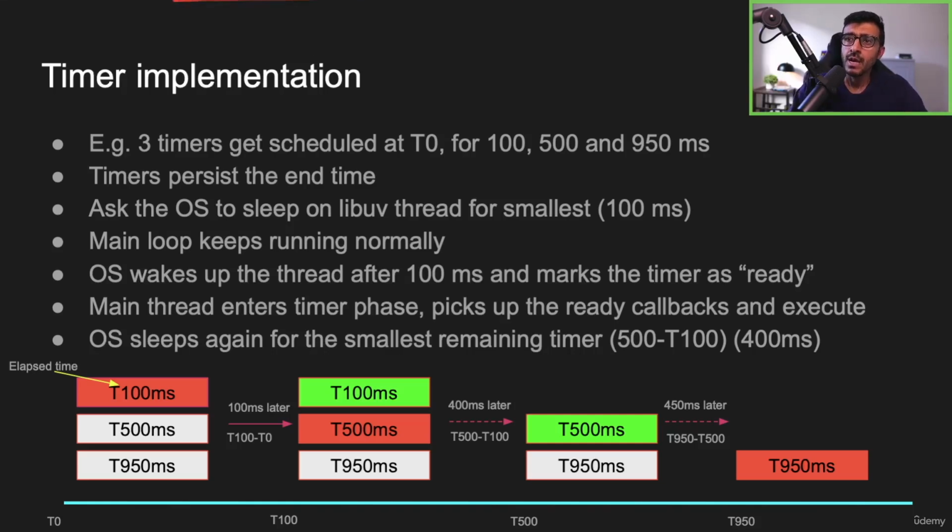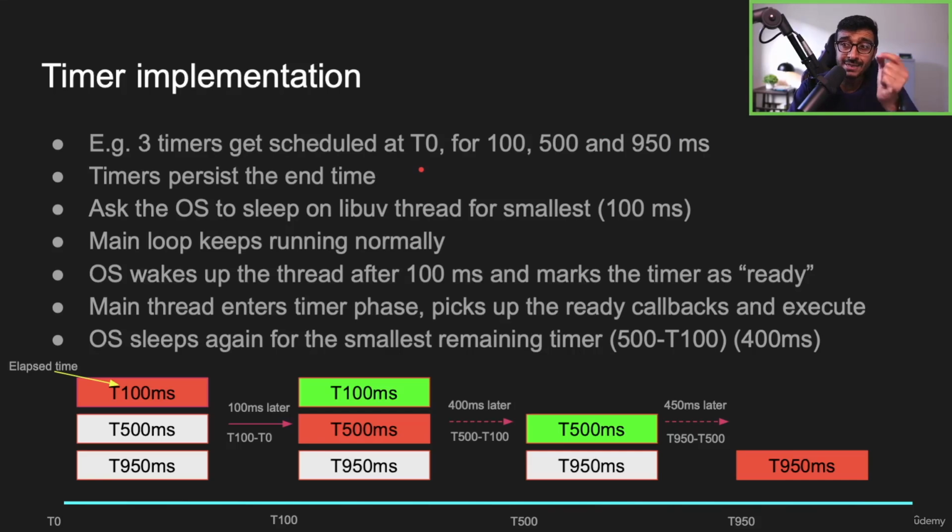So assume we have 3 timers that get scheduled at T0, right? Assume T0 is, I don't know, 9 o'clock in the evening. I use T0 because it's easier to reason about. The first timer is 100 milliseconds, the second is 500 milliseconds, the third is 950 milliseconds, okay? And they all get scheduled at the same time, the same moment, let's say in the initial phase. Boom, boom, boom: 100, 500, 950.